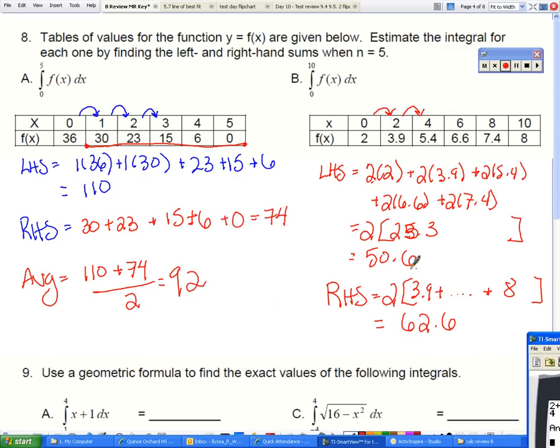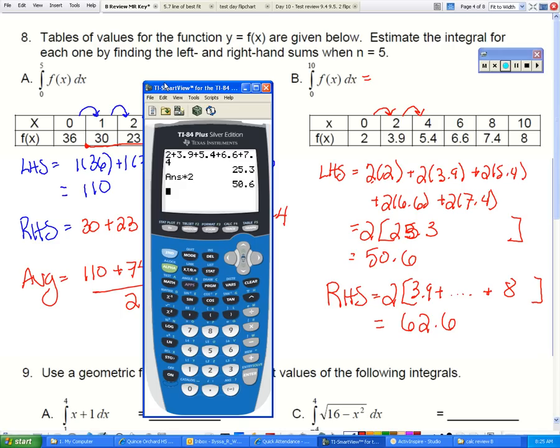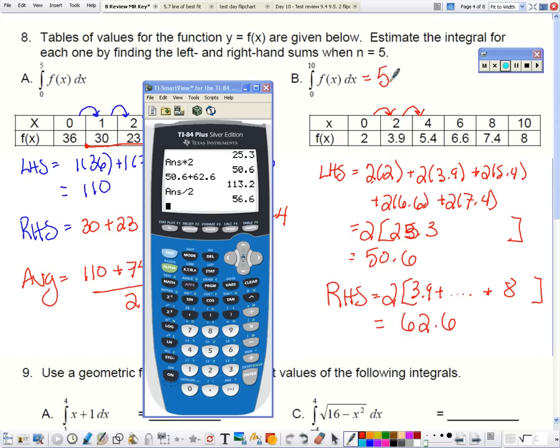We could then find the average of the two left and right-hand sums to find the estimate for the integral. So let's do that. 50.6 plus 62.6 divided by 2. That is 56.6.